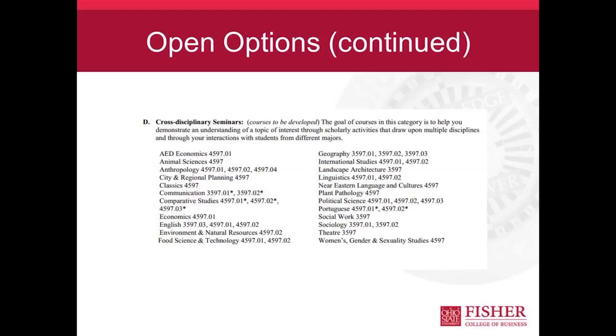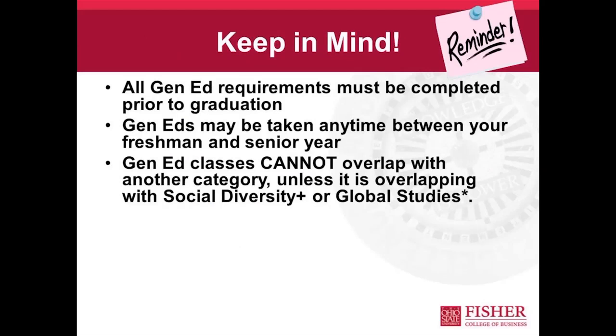This is section D on the Gen Ed course list under open options. Section D is a list of cross-disciplinary seminars that may be taken to satisfy the open option requirement. Remember that students are required to take at least 2 open options. That concludes the list of Gen Ed requirements.